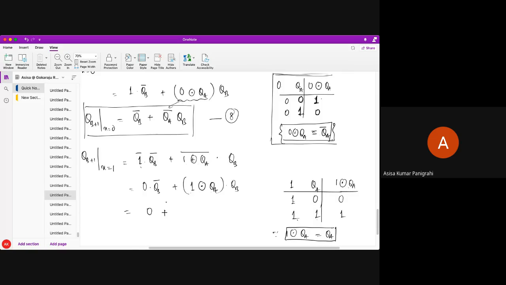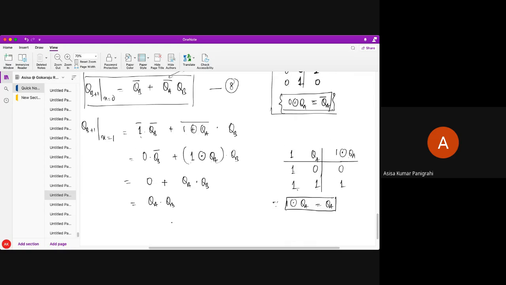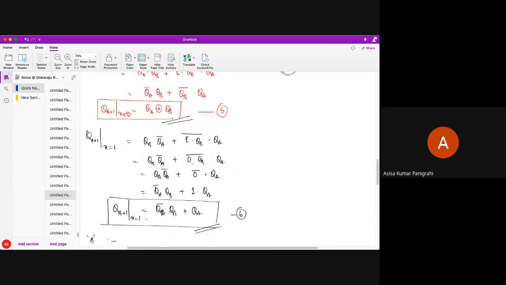Okay. So here I have got QA and QB. So finally what did I get? QA and QB. So this is my QB plus 1 at x equal to 1. So this is my equation number 9. All of you understand? So these are my transition equations. What are the transition equations I have got, students? I have got 4 transition equations.